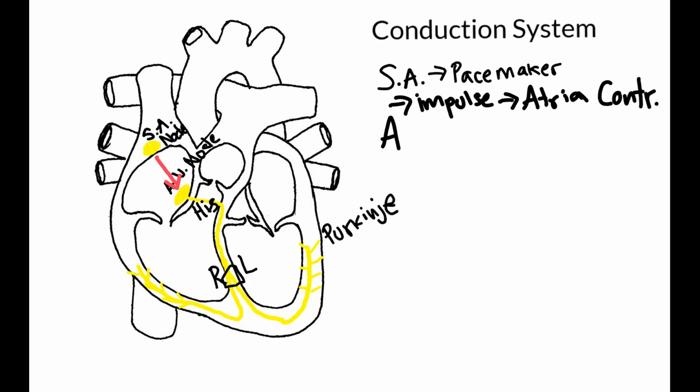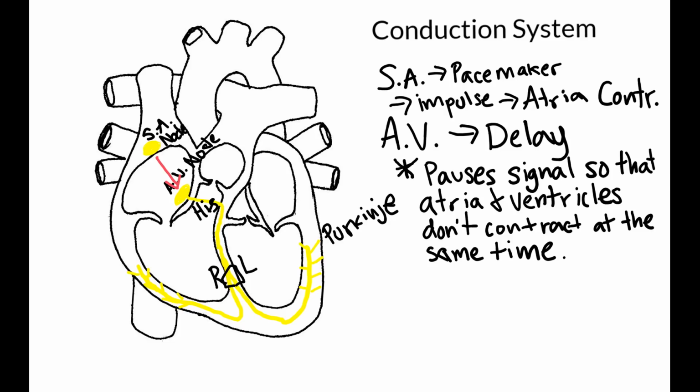And the AV node has a very important role. What it's going to do is delay this impulse. And the reason it wants to delay the impulse is because it wants to make sure that the atria and the ventricles don't contract at the same time. And that's very important. You want to make sure that the blood has a very steady, constant flow in one direction. And so that helps the heart pump efficiently.